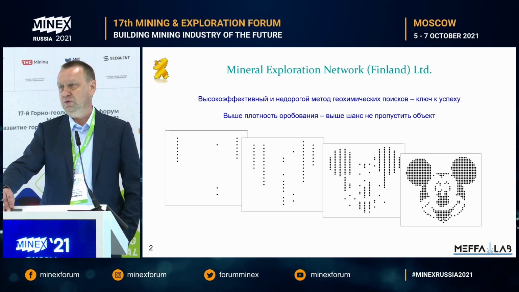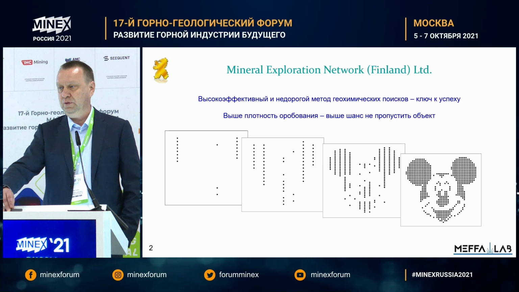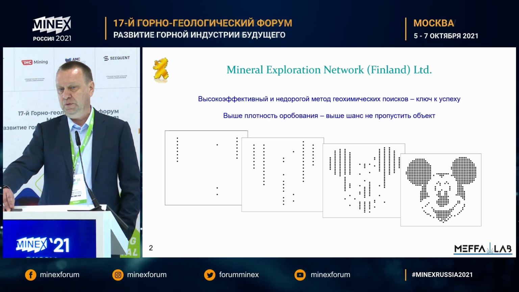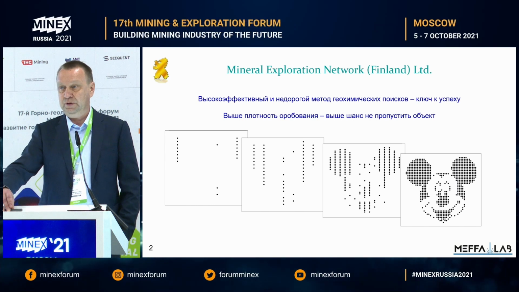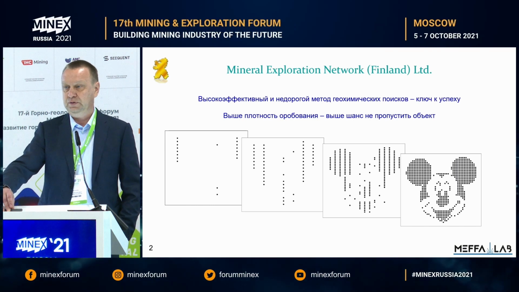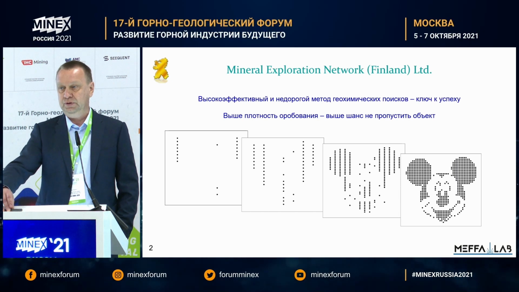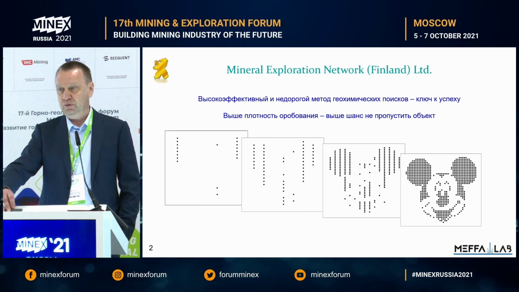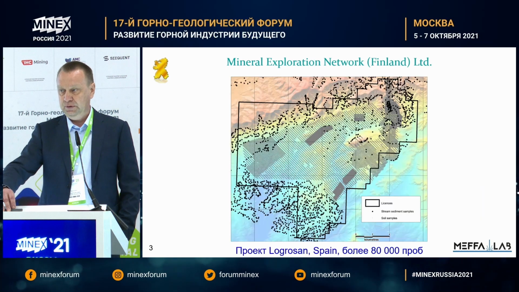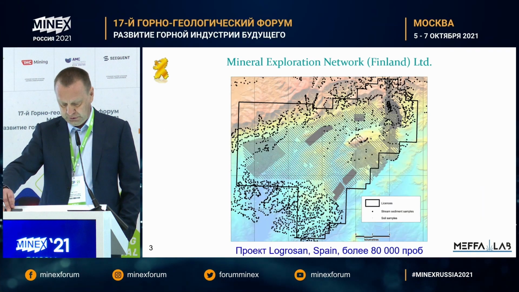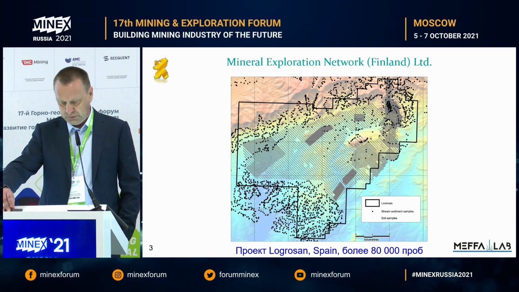Isolated points of sampling are not good enough, and this is something which we saw in Finland. It's easy to miss such a target in Finland, and we developed a net grid with a density of 10 by 100. And we understood that it was necessary to process this data and to cover the areas. One of the examples is a project in Bagrasan.